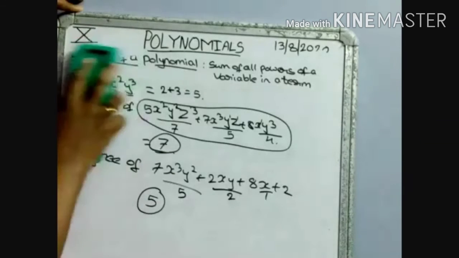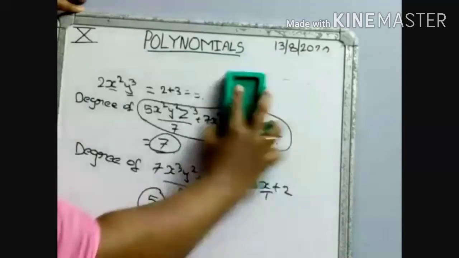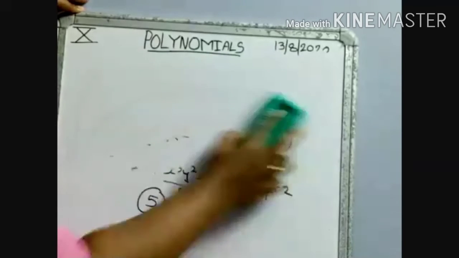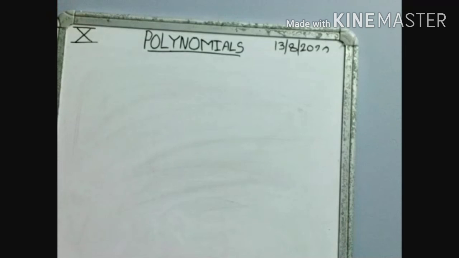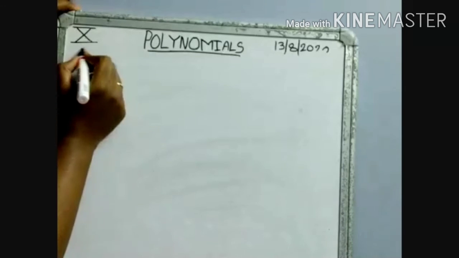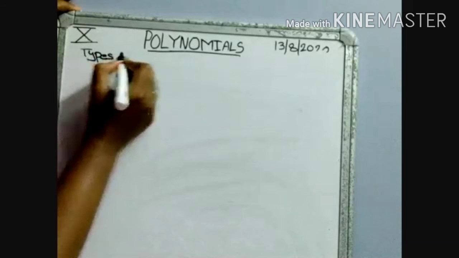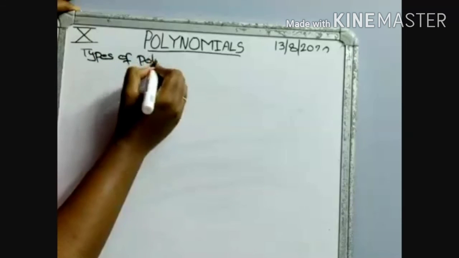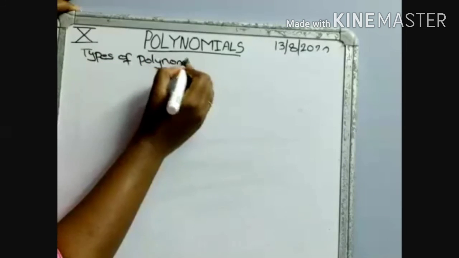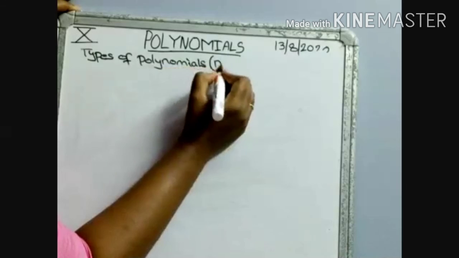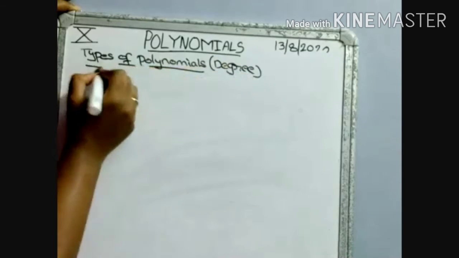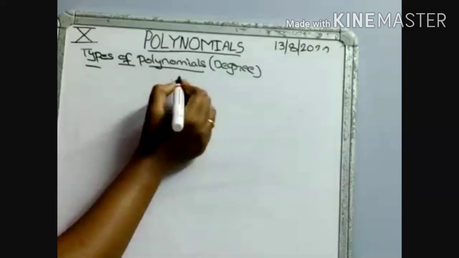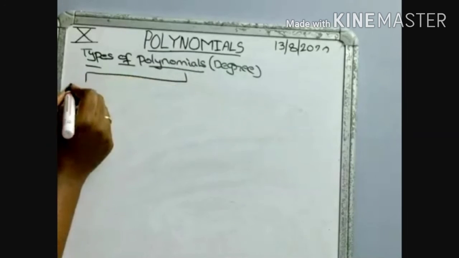And in this we'll see the types. Already we saw the types of polynomials by using the number of terms. Now we'll see the types of polynomials by using the degrees. That is about the degree. So in that, the first one you can take is constant.